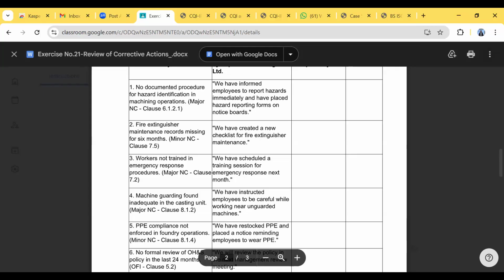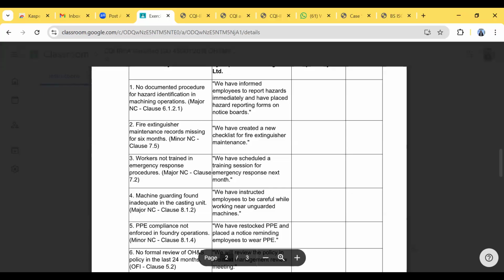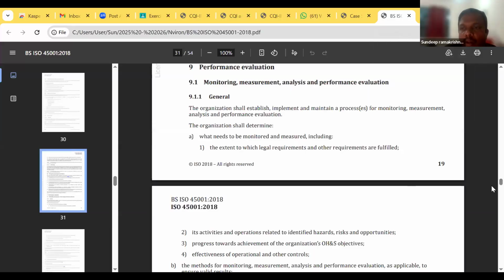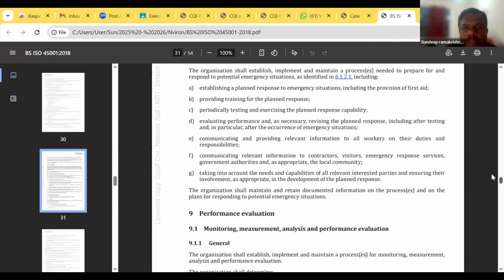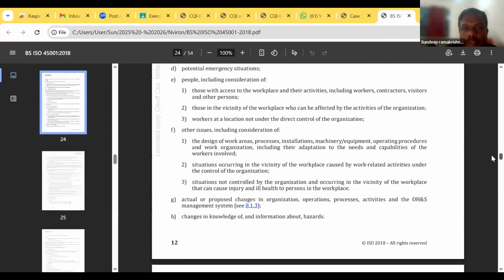What, Anil, are you following or what is happening? Let me see, one second. How should hazard identification be done? What is the requirement of 6.1.2.1?